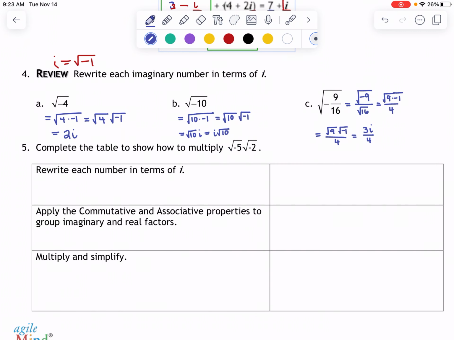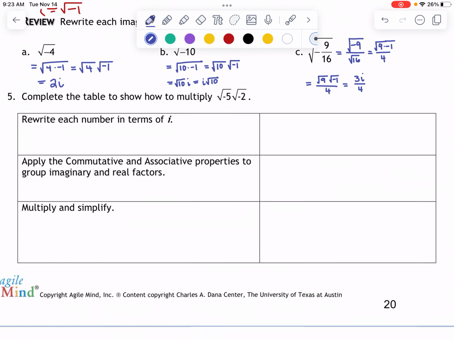All right. Continuing on, we're going to take a moment to multiply together the square root of -5 times the square root of -2. All right, and it's asking me to start by rewriting these things in terms of i. So we know that we can rewrite square root of -5 as the square root of 5 times the square root of -1, which I can rewrite as i times the square root of 5. Keeping in mind order, usually put the i first.